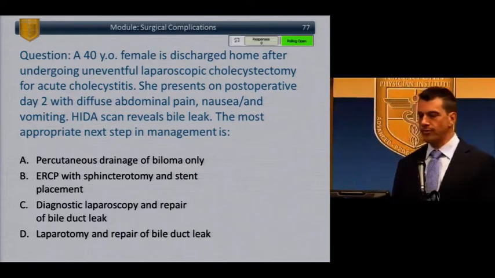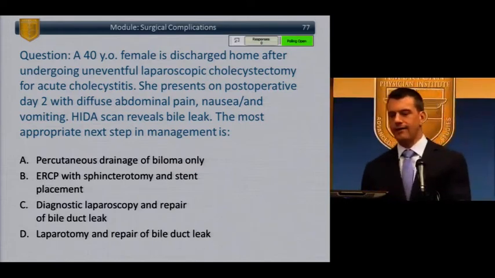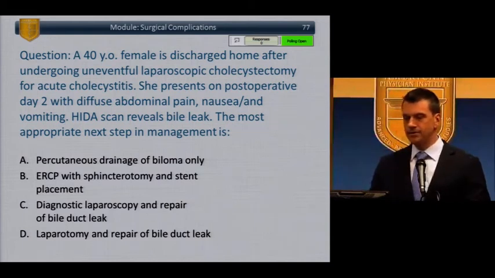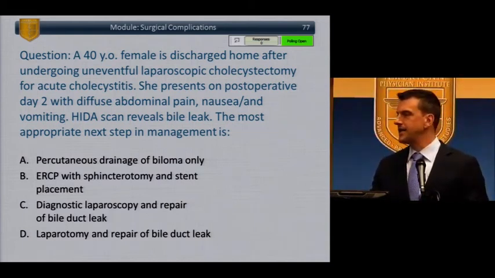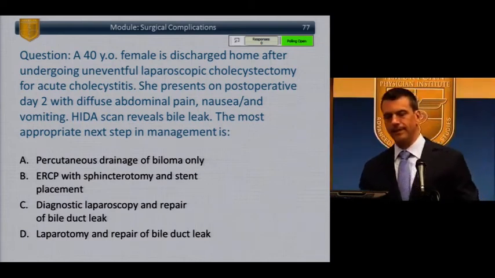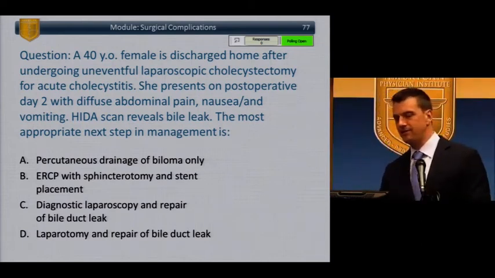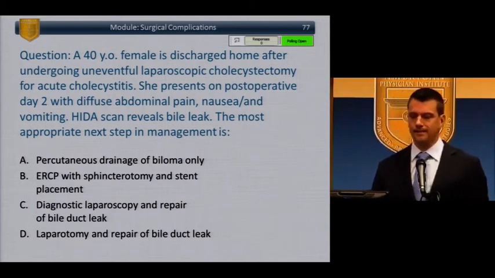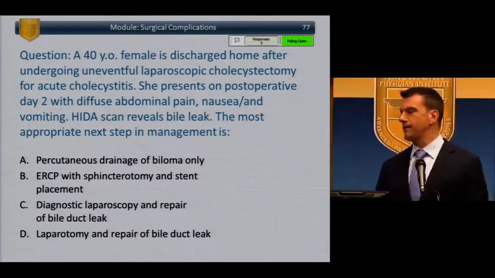A 40-year-old woman is discharged home after undergoing uneventful lap chole for acute cholecystitis. She presents on post-op day 2 with diffuse abdominal pain, nausea, and vomiting. HIDA scan reveals a bile leak. The most appropriate next step in management is A, percutaneous drainage of biloma only, B, ERCP with sphincterotomy and stent placement, C, diagnostic laparoscopy and repair of the bile duct leak, or D, laparotomy and repair of the bile duct leak.